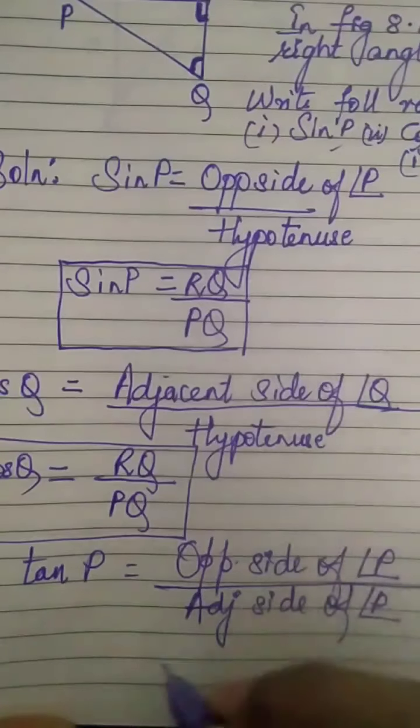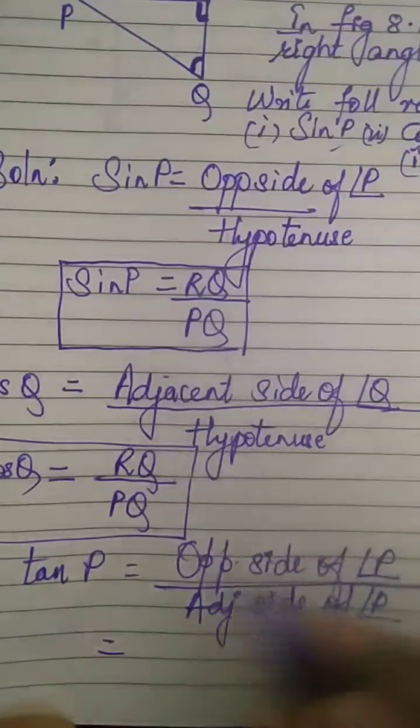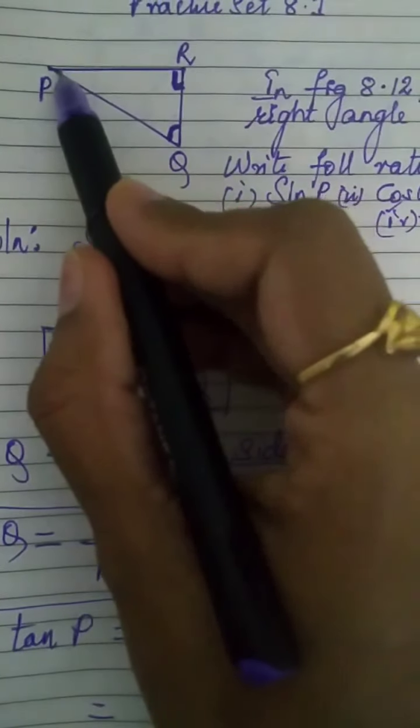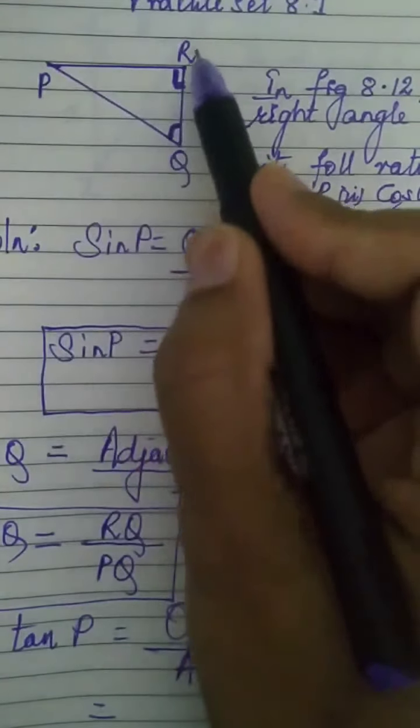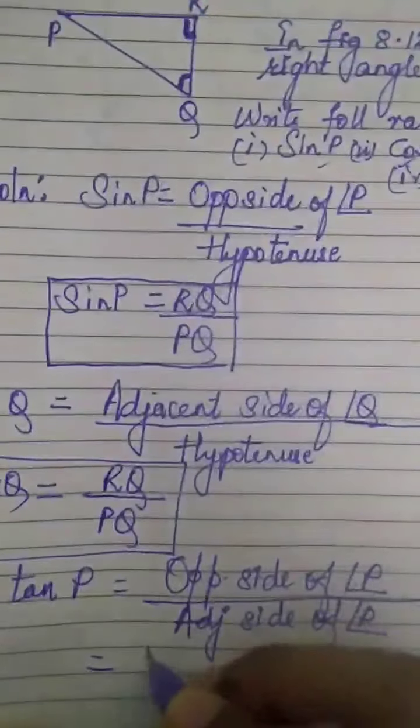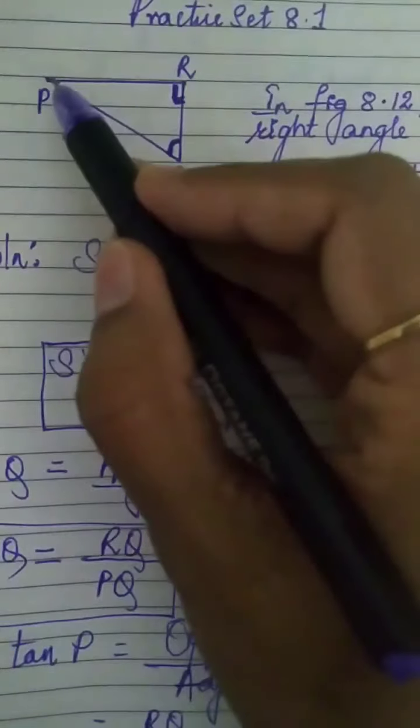Opposite side of angle P upon adjacent side of angle P. So the star here is P. Where is P? This is angle P. Angle P's opposite is RQ, so write RQ. And for angle P, the adjacent side is PR.